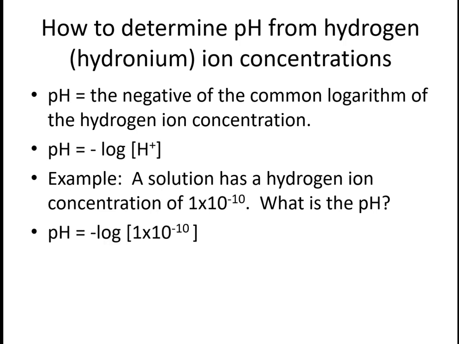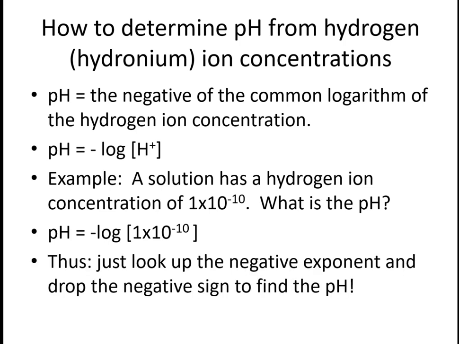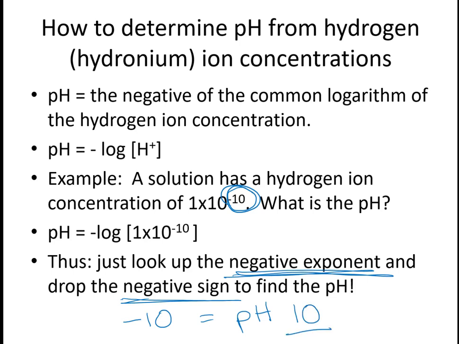We look at this, we could do a whole bunch of math. We could say the pH is a negative log of 1 times 10 to the negative 10, or we can just look at the negative exponent, and we drop the negative sign to find the pH. So here's our negative exponent, negative 10. That means we are a pH of 10.